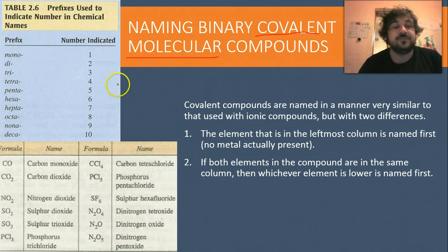I don't have any examples here off the top of my head. If fluorine and chlorine combine, because they're both in the same group, it would be chlorine fluoride. The reason is chlorine is further down, fluorine's up the top, chlorine's like second down. So that's how that would go. So the element furthest to the left on the periodic table gets named first.